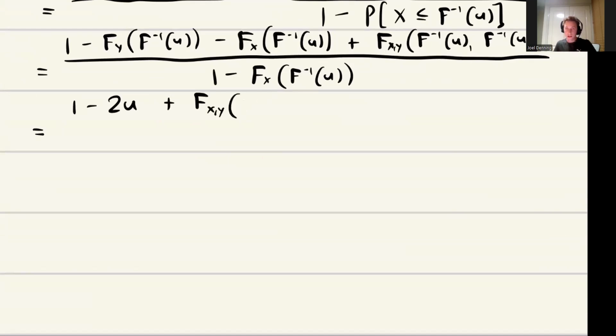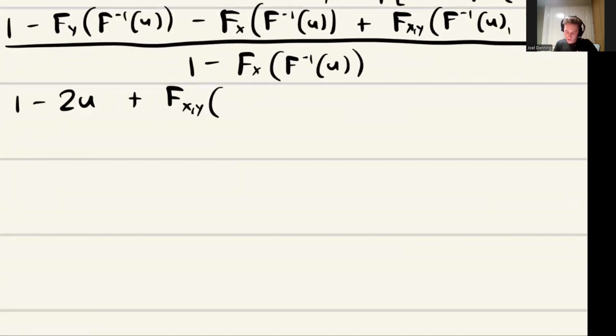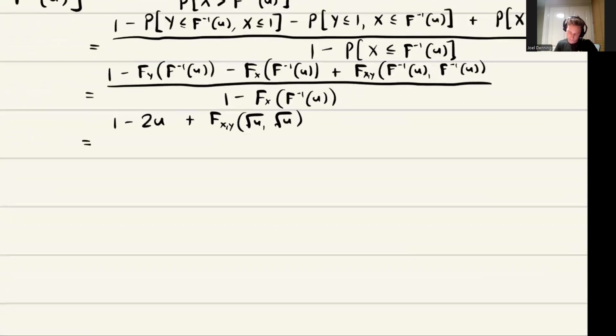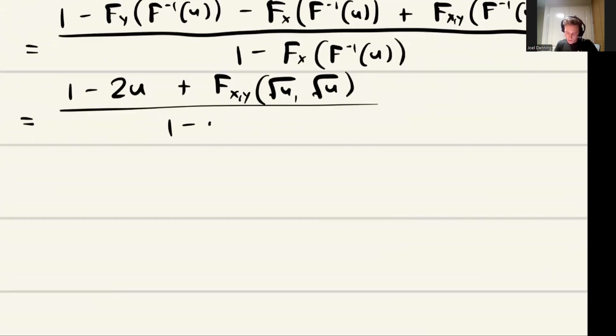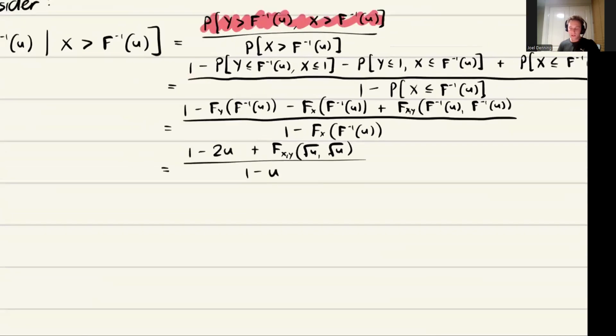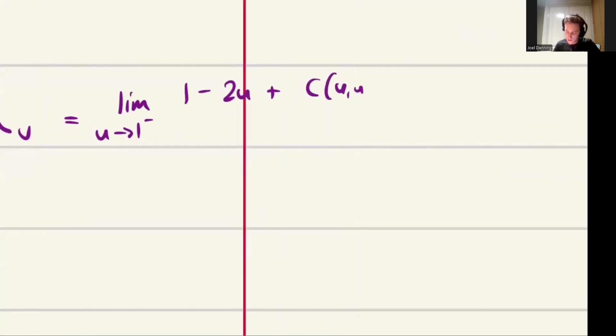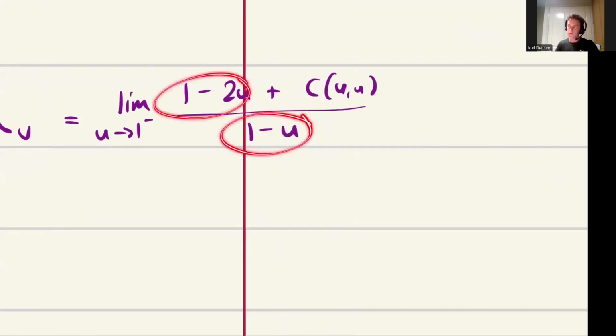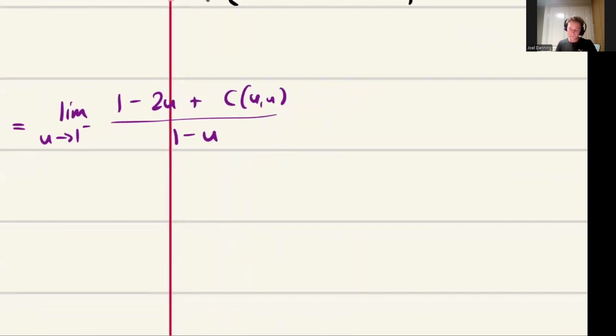I'm just going to plug in the actual values now as well. So f inverse of u should just be root u, and 1 minus u on the bottom. Now this is where the Copula shortcut basically comes from. So if you remember our alternate definition is 1 minus 2u plus c of u over 1 minus u. Already you can see we've got the 1 minus 2u and the 1 minus u.